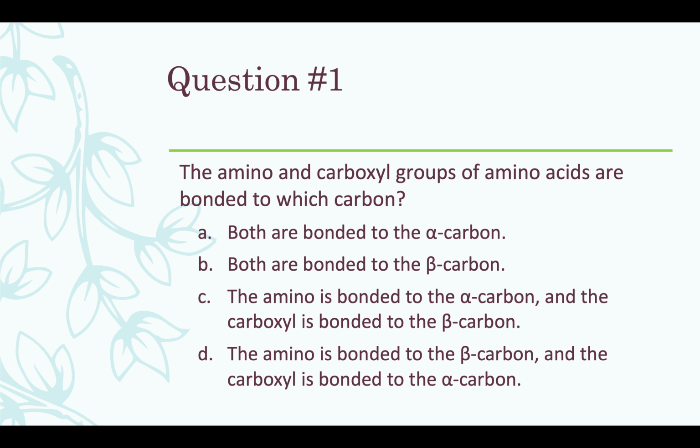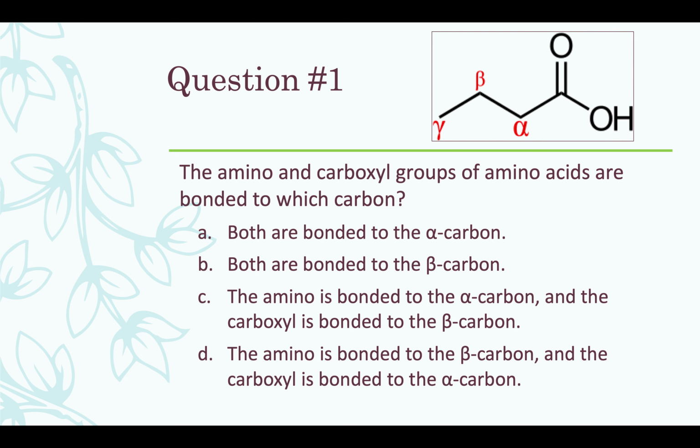For question number one, the amino and carboxyl groups of amino acids are bonded to which carbon? Before we answer this, focus your attention on this figure. Just to review, in organic nomenclature, for compounds containing carbonyl groups, Greek letters are used to describe the proximity of each carbon atom to the carbonyl group. Note that the carbonyl group itself does not receive a Greek letter.